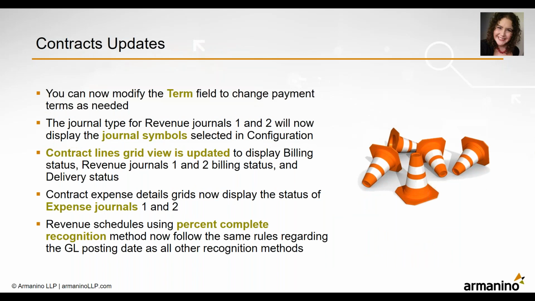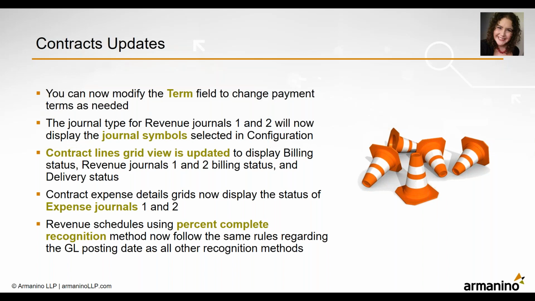Okay, and here's just a few kind of smaller updates for contracts this time around. So you can now modify the term field to change payment terms as needed. Previously, once you had set up your contract, you were not able to modify the term. So if, for example, you had your first billing due upon receipt and subsequent ones due as net 30, you had no ability to change that. So now you do have the ability to modify the term as needed, either by billing period or just after that first one is generated.